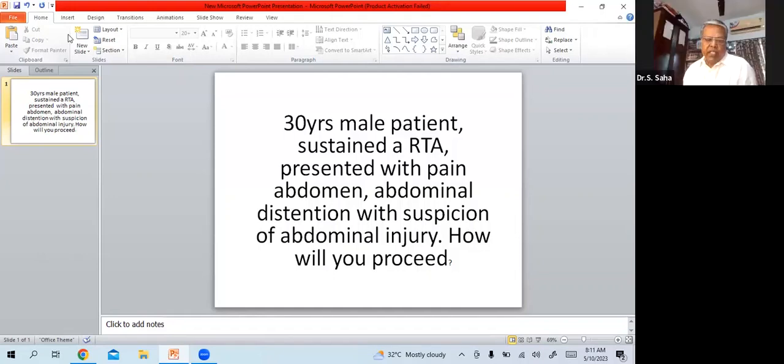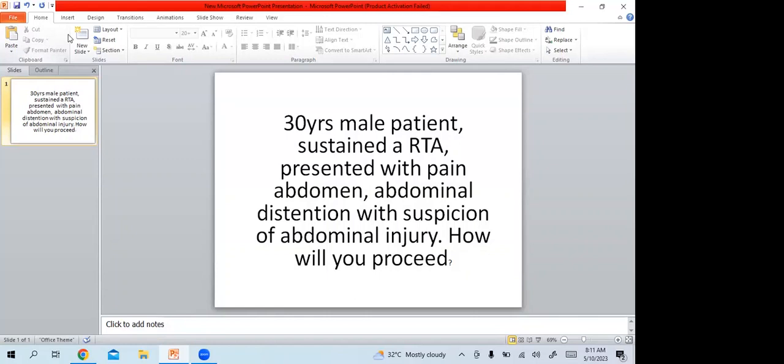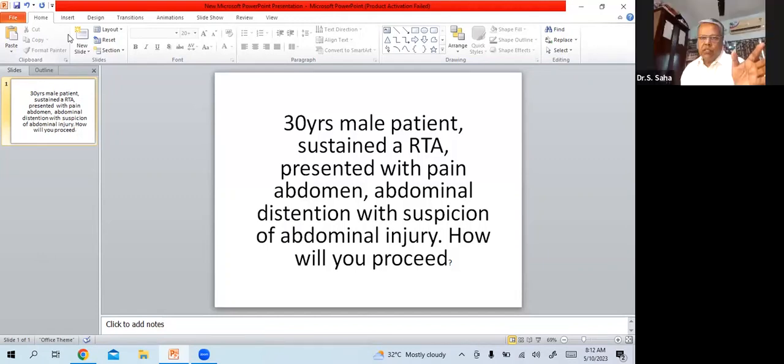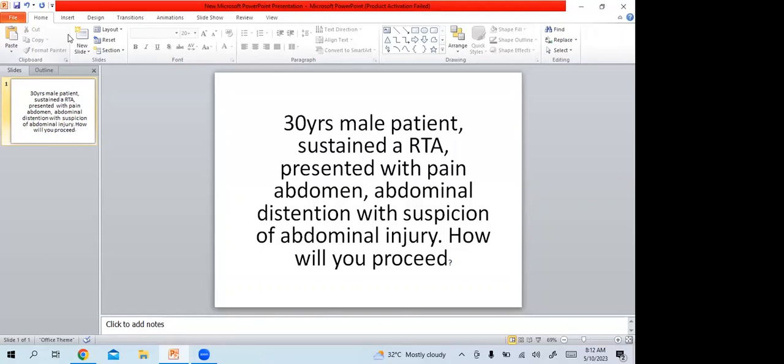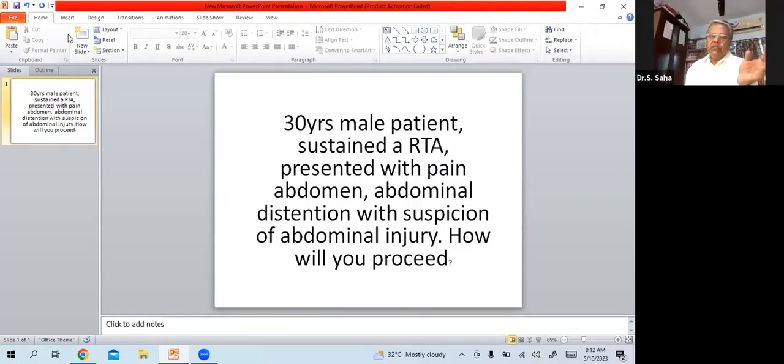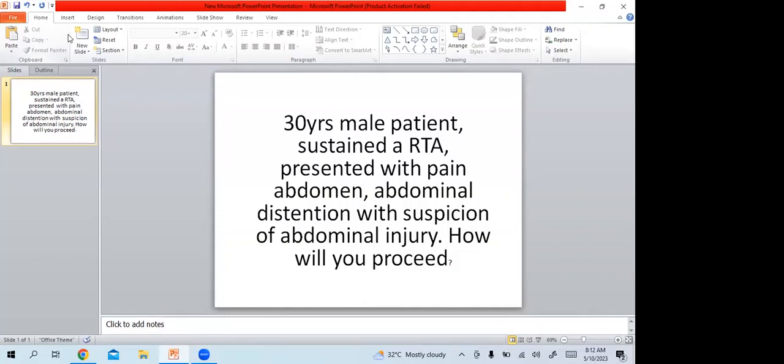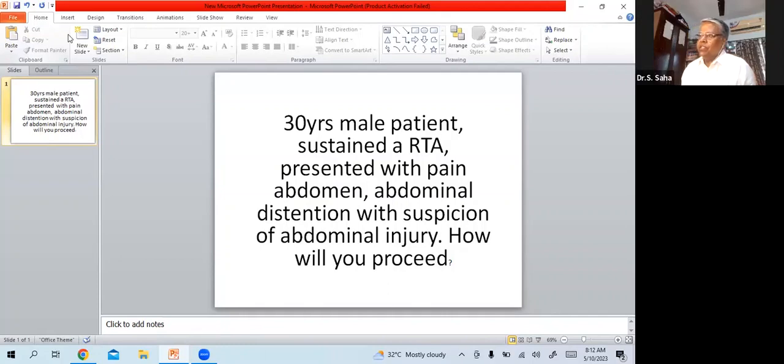So what investigation can you do at the bedside right now? Sir, we will go for FAST. If FAST is not available, then we can go for diagnostic peritoneal lavage. Now, when we are discussing an injury, trauma, it can be assumed that FAST will be available, right? Fine. Please tell us, what do you mean by FAST? What do you mean by E-FAST?